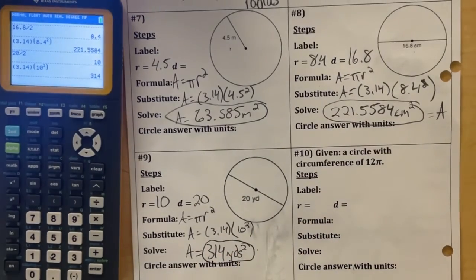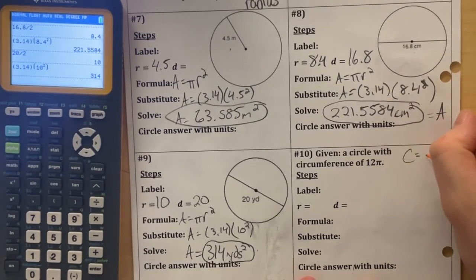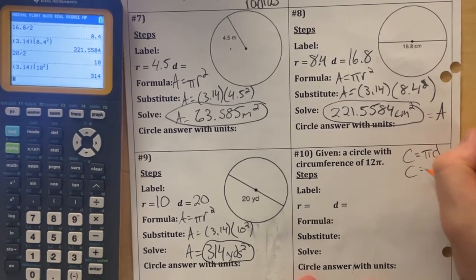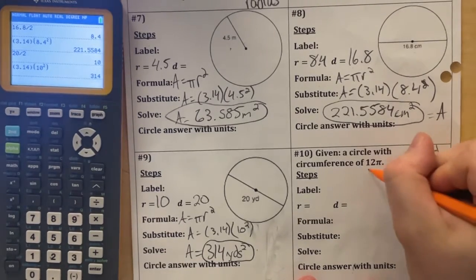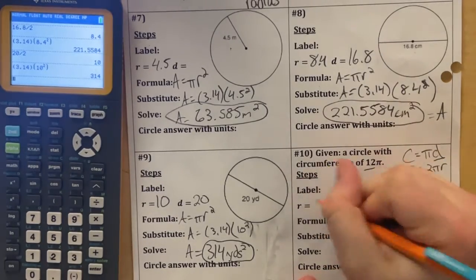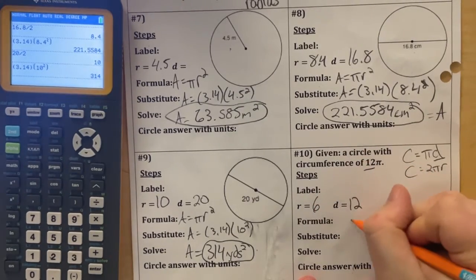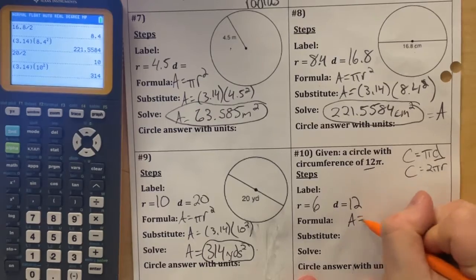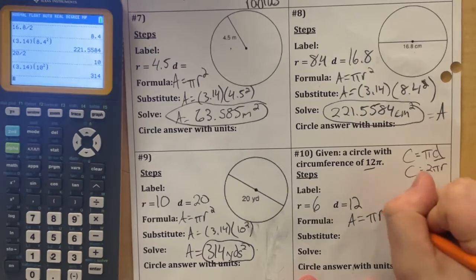And then lastly, it says given a circle with a circumference of 12 pi. And so what does that tell us? Well, we remembered circumference is going to be pi times the diameter, or you could say circumference is 2 times pi times the radius. So that means this. We have 12 is going to be our diameter, and our radius is half of that, so half of 12 is 6. We have our formula, so we're still looking for area. Area is going to be equal to pi times the radius squared.